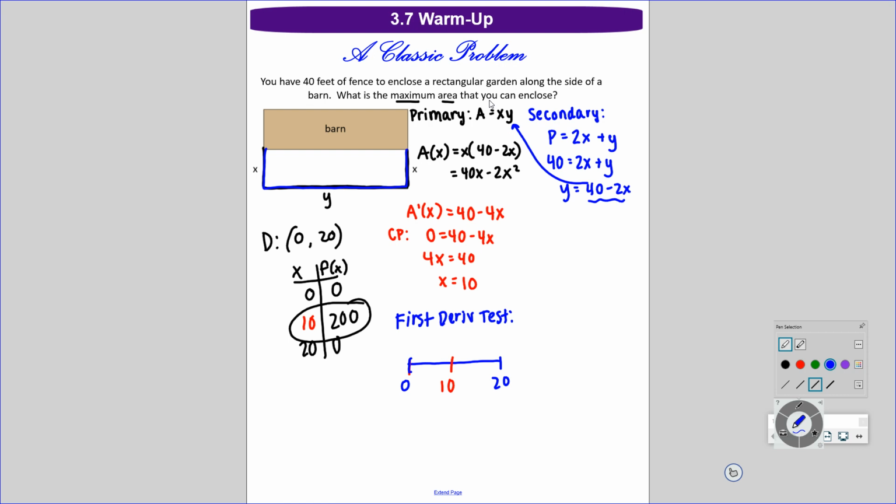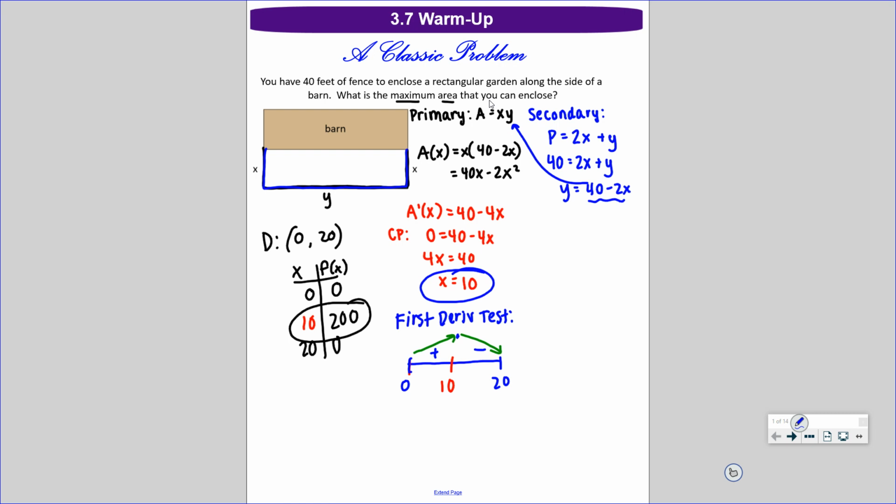All right, so then you would test points in the derivative to the left of 10 and to the right of 10, and you'll get positive and negative. So it's increasing and then decreasing. And since this is my only critical point, I do know that that would be my max in that interval from 0 to 20, that open interval, 0 to 20. You could do the first derivative test.